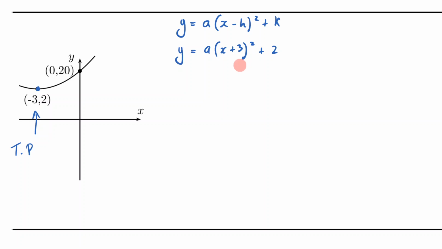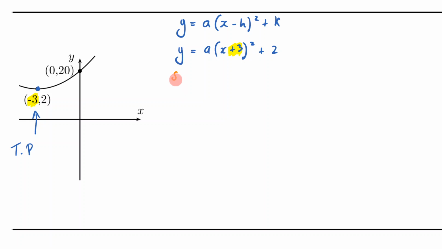Important to remember, this is very important, that when you're considering the x value of your turning point, you have to swap the sign around. If you don't do that, you're going to get it wrong. All right, next, I'm going to have to figure out what this a is going to be. So what is my dilation factor?